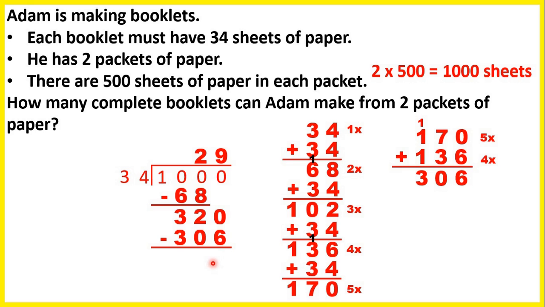Now we can subtract, and 320 minus 306 is 14, but we don't have any more digits to bring down. So that means this 14 is the remainder. So 1,000 divided by 34 is 29, remainder 14. So that means he can make 29 complete booklets, but then he'll have 14 sheets of paper left over.